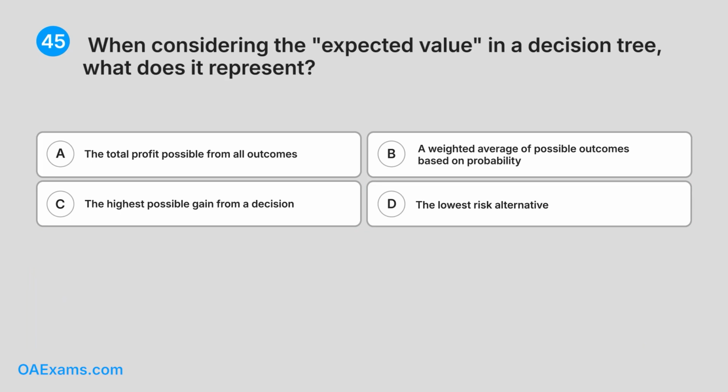45. When considering the expected value in a decision tree, what does it represent? A. The total profit possible from all outcomes. B. A weighted average of possible outcomes based on probability. C. The highest possible gain from a decision. D. The lowest risk alternative. Do you know the answer?